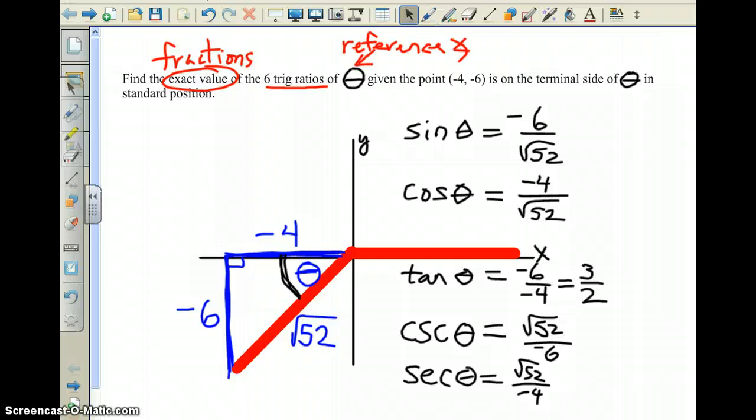And then, as always, we should be on the lookout for any of those 6 ratios that have radicals in the bottom. Sine and cos appear to have those, so let me get rid of those radicals in the bottom by multiplying by radical 52 top and bottom.